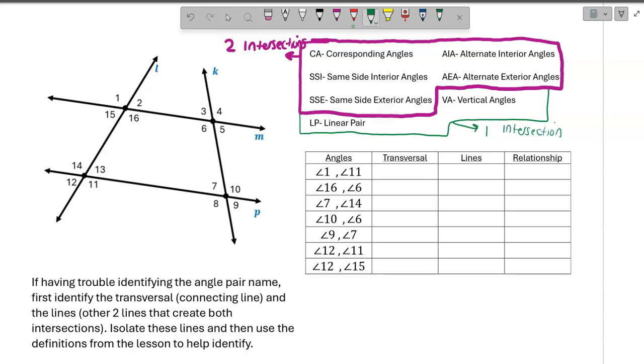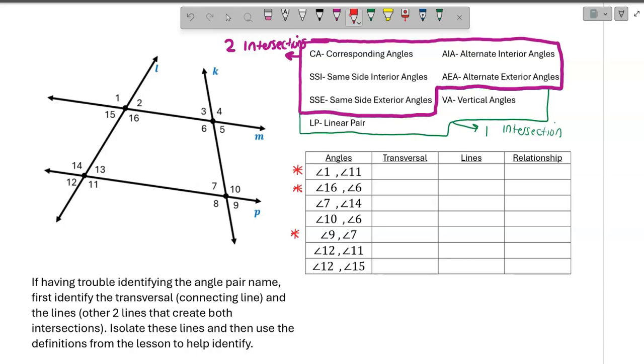So let's go ahead and start with a few. I'm going to go over 3 of these in particular. We're going to do the first one, the second one, and then I'm going to do this one, I believe. Then we'll have an opportunity for you to pause the video and try the other 4 problems that are on here. So let's talk about angle 1 and angle 11 first.